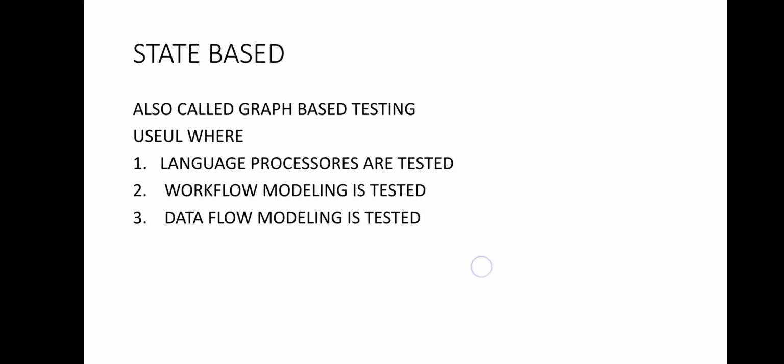Next is state-based testing, which is also known as graph testing, and it is basically useful where the product under test is, let's say, a language processor, a compiler, wherein the syntax of the language automatically lends itself to a state machine or a context-free grammar. That means theory of computation basics are there.